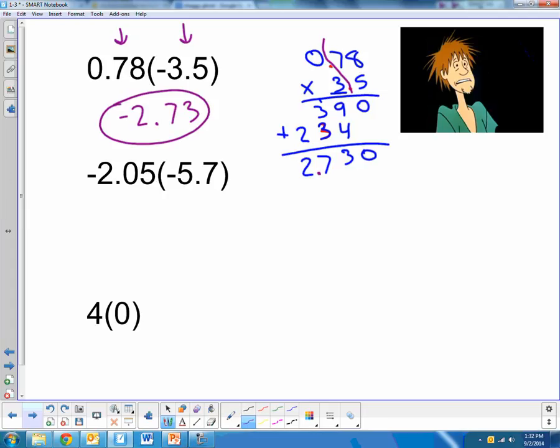We do the second one here. We got 2.05 times 5.7. I'm going to go a little bit faster here.